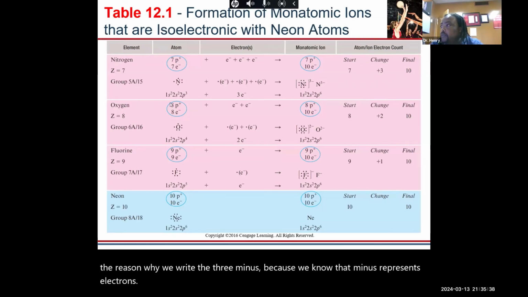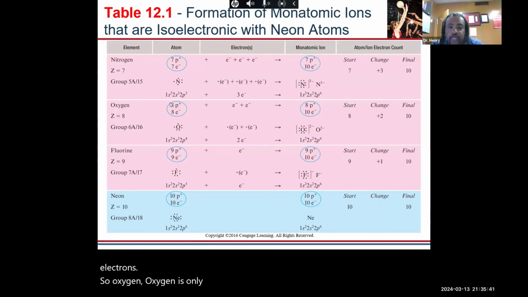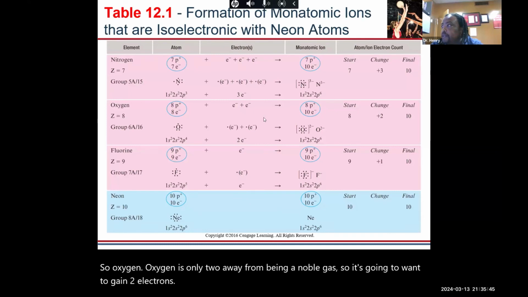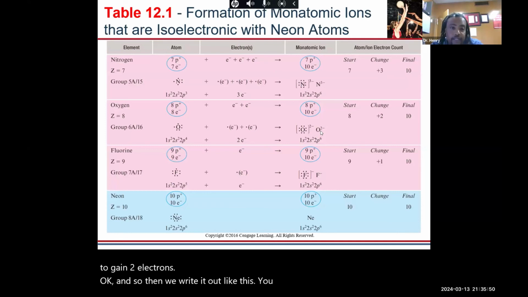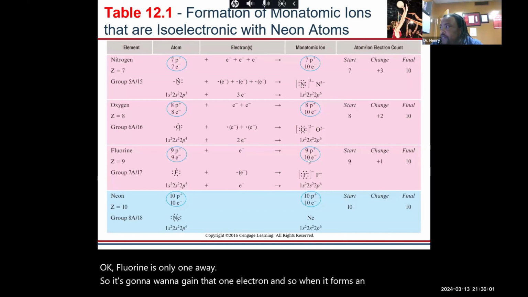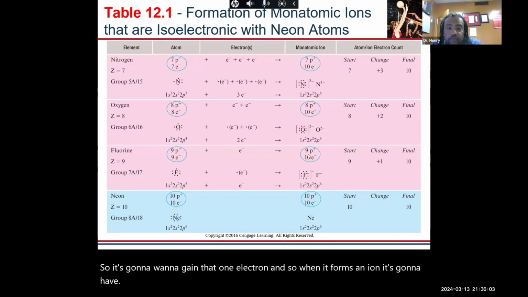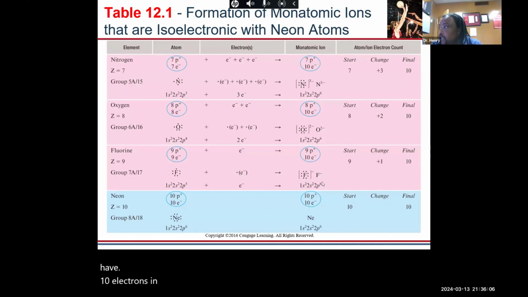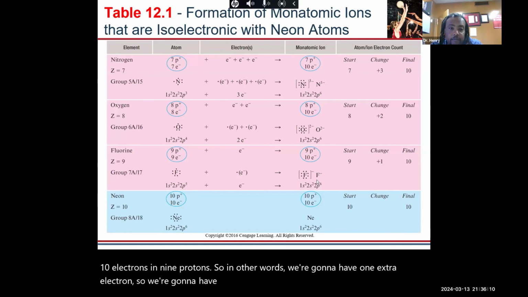Oxygen is only 2 away from being a noble gas, so it's going to want to gain 2 electrons. We write it out like this, O2 minus. Fluorine is only 1 away, so it's going to want to gain that 1 electron. When it forms an ion, it's going to have 10 electrons and 9 protons. In other words, we have 1 extra electron, so we have F minus.